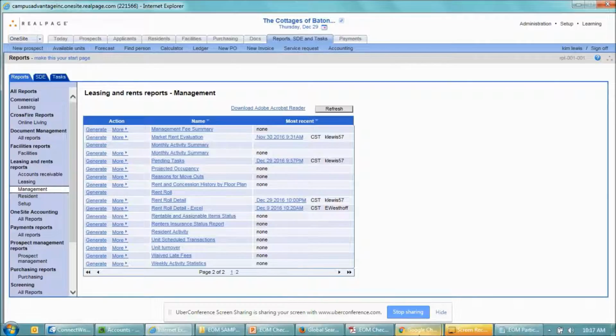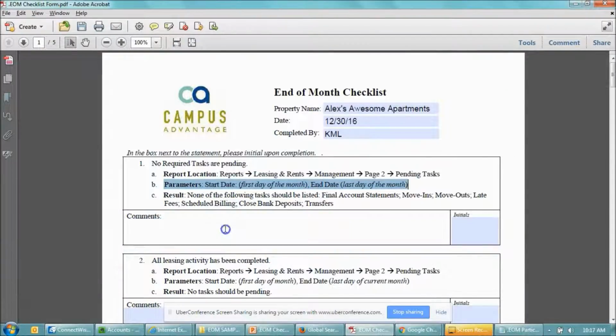All right, so that's number one, and an ideal report would be blank. So I would identify any comments here and then initial in this comment box as well. Yay, no required tasks pending.